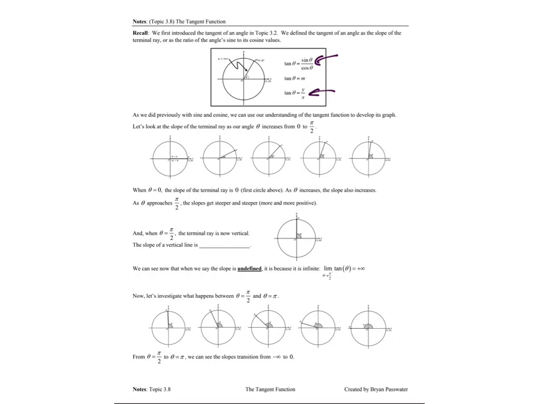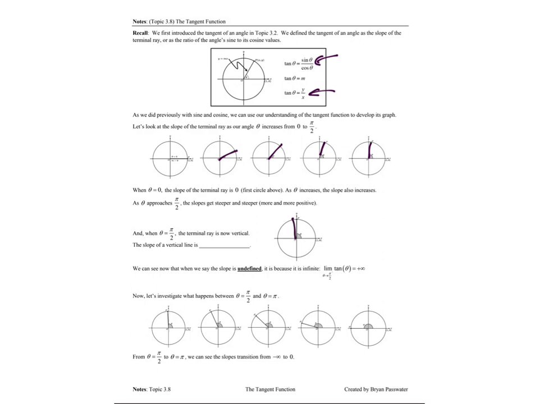Y over x. Okay? And as we did previously with sine and cosine, we can use this understanding to develop its graph. So let's look at the slope of the terminal ray as our angle theta increases from 0 to pi over 2. So check out this angle. What's happening to the slope of this line, to this line, to this line, to this line? It's increasing, getting more steep, right? Until all of a sudden it's vertical. Where? At pi over 2.